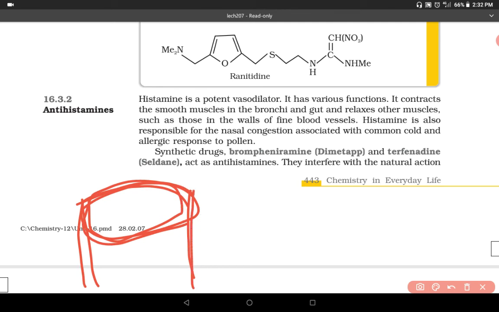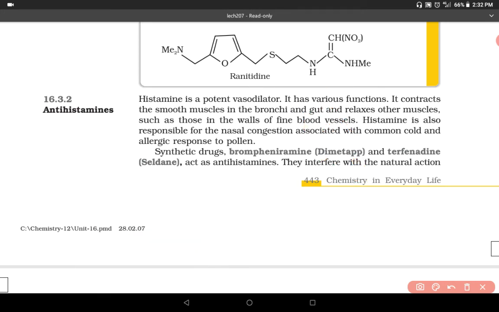Histamine is also responsible for nasal congestion. When there is heavy mucus production in the nose at the time of a common cold, histamine plays an important role in the nasal congestion associated with the common cold, and also in the allergic response to pollen. It also causes contraction of smooth muscles in the bronchi.